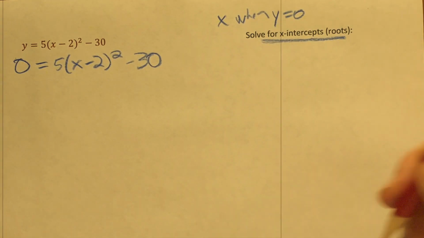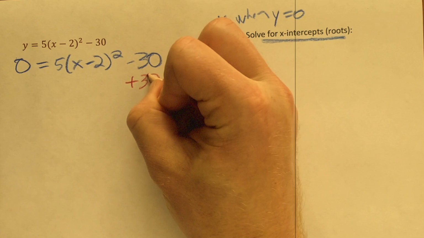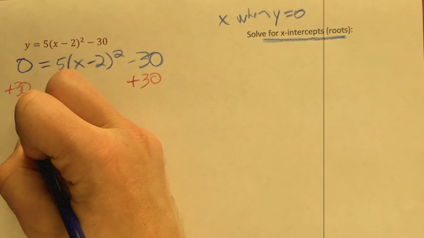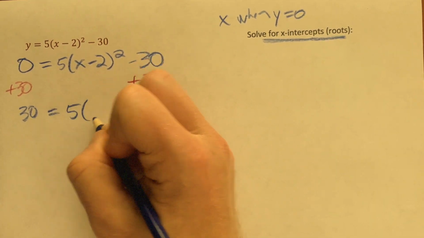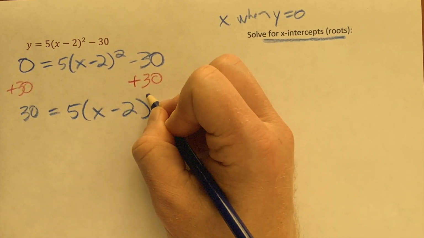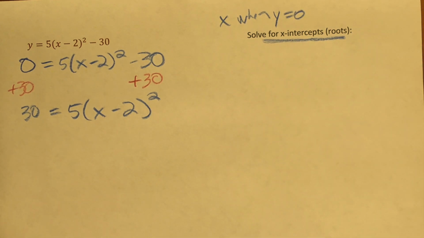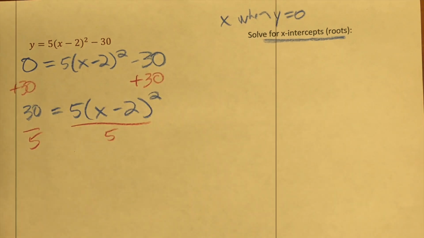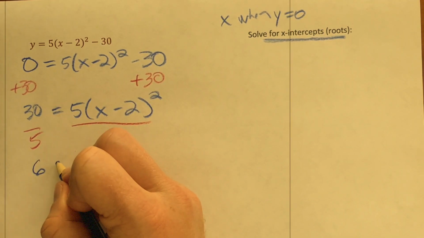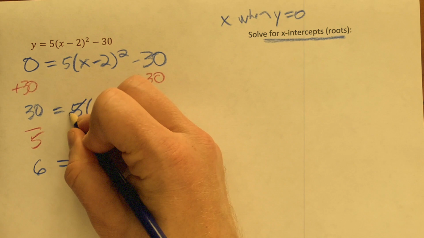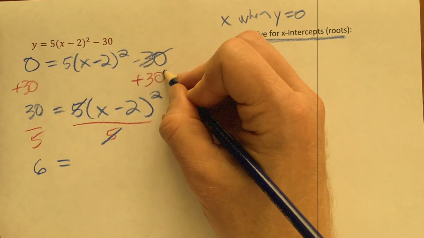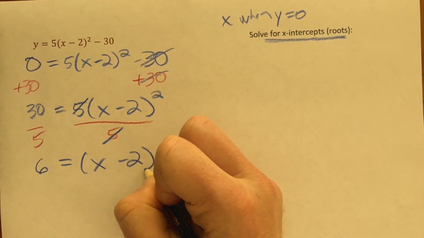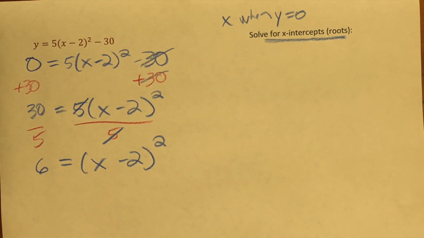We have a perfect square. I think we want to take a square root at some point, but let's simplify first. Add that k value to both sides. Can't take a square root yet. We still have that 5 to get rid of. The opposite of multiplying by 5 is dividing by 5. That cancels out the 5 on the right side. 30 divided by 5 on the left side, though, would be 6. And 6 would equal the perfect square, x minus 2 squared.